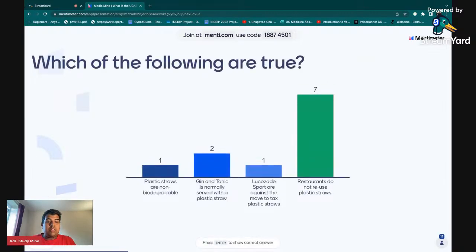So now what I'm going to do is go to my different statements that I'm trying to go through. Plastic straws are non-degradable. Gin and tonic is normally served with a plastic straw. Lucozade Sport are against the move to tax plastic straws. Restaurants do not reuse plastic straws. So which of the following are true? That's the important thing. So I'm going to try to find a true statement, which would mean that three of these are false. So what I would do is look at individual statements and see which one has a keyword that I can use that's easily findable. I know the whole passage is kind of talking about plastic straws, so it's going to be mentioned a lot in the passage.